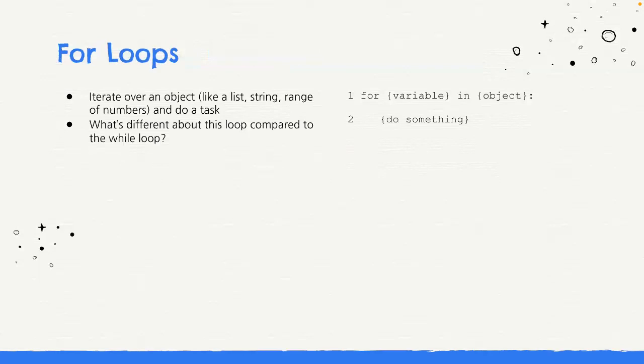And then your other loop is the for loop. This is a loop you'll probably use the most because it's a lot nicer to use, but conceptually, it might be a little bit challenging to think of. So basically, for loops will iterate over some kind of object, like a list, a string, a range of numbers, etc., and do a task. The syntax is for some variable, and you would just name it whatever it is, in your object, you want to do something. So can anyone tell me a difference between this loop compared to the while loop?